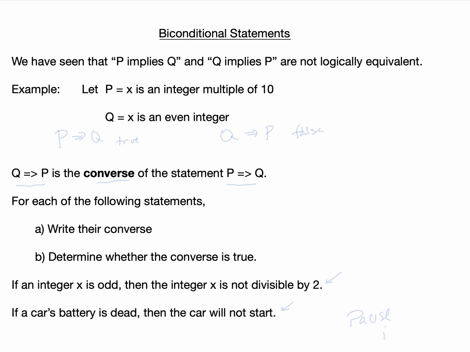This video is on biconditional statements. So we've seen that the conditional statements P implies Q and Q implies P are generally not logically equivalent.